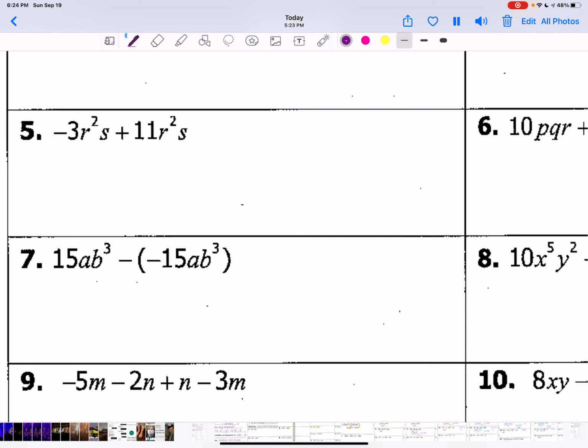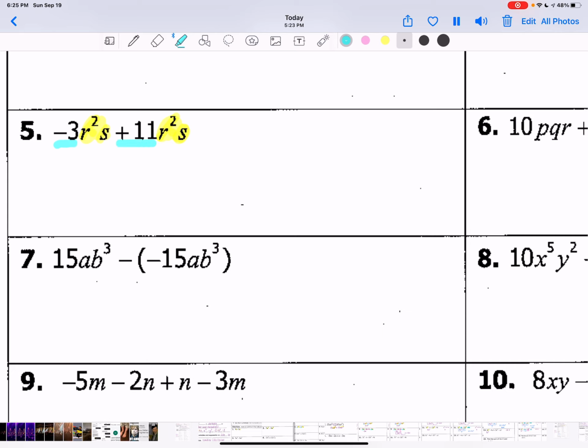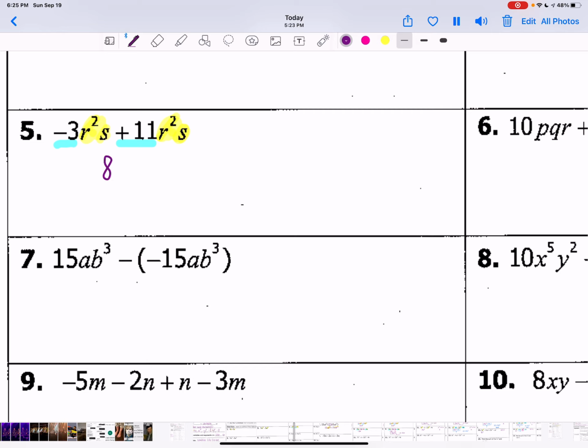All right, now let's look at number 5. I've got -3r squared s plus 11r squared s. So they both have r squared, they both have s's, and remember you're technically multiplying r squared times s for both of them. So therefore, those are both like terms. Now all we've got to do is combine your coefficients of -3 and +11, and you're going to get 8. And then leave the r squared s as is because you're combining like terms.